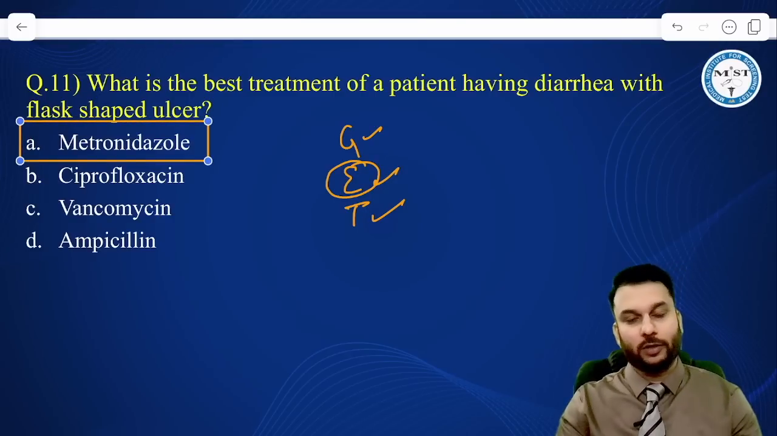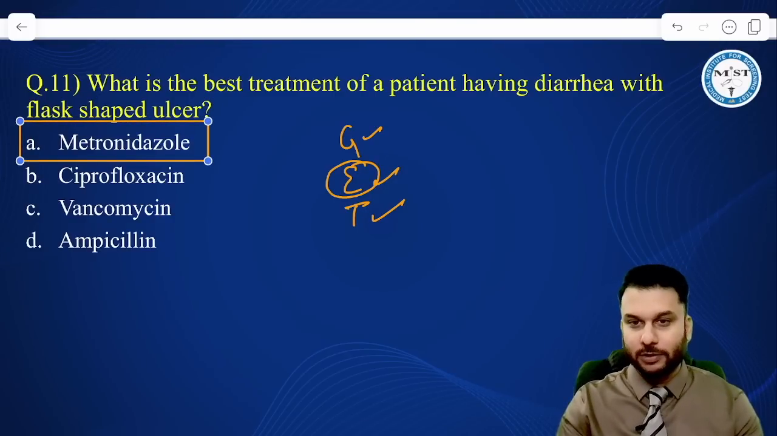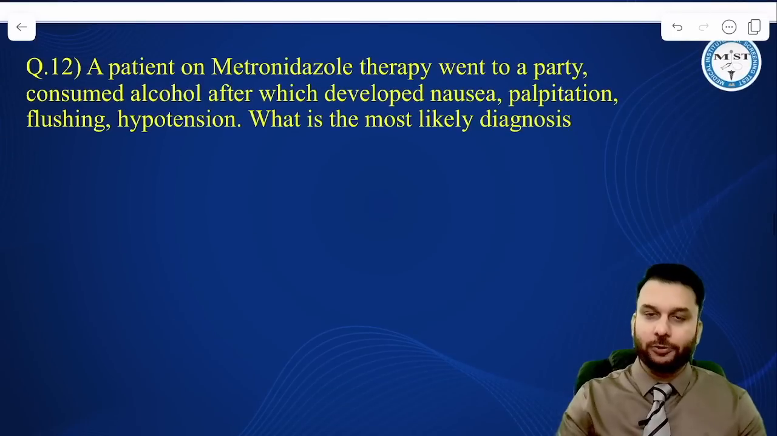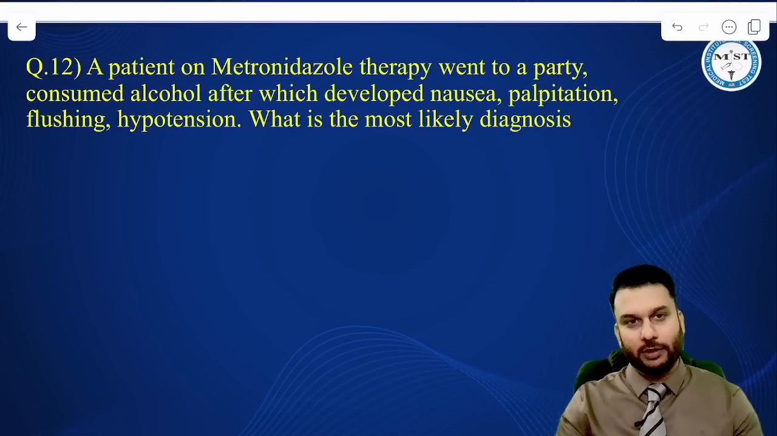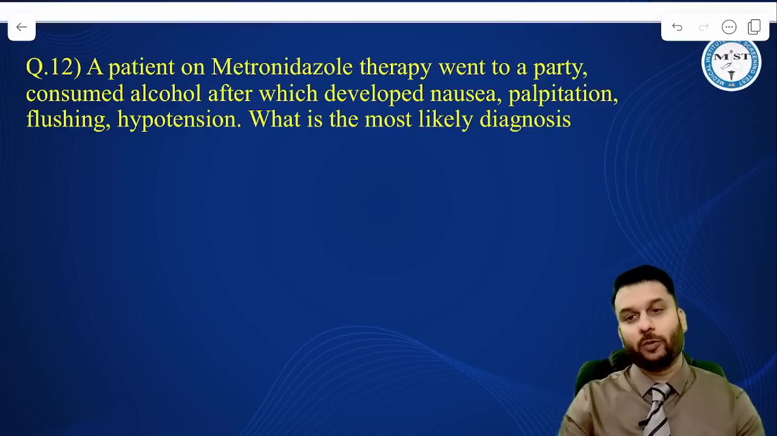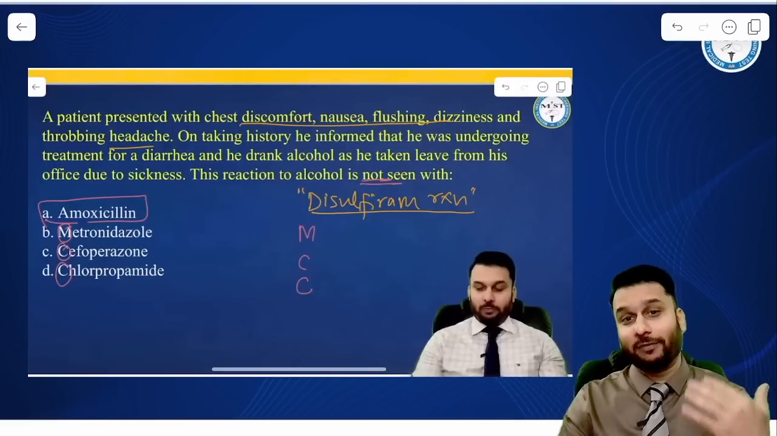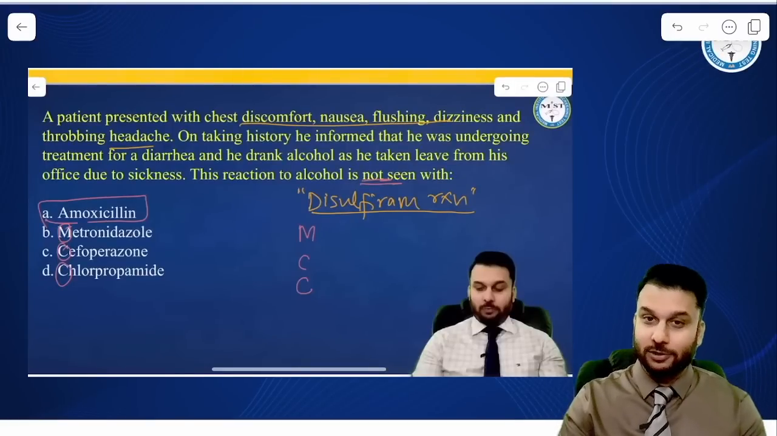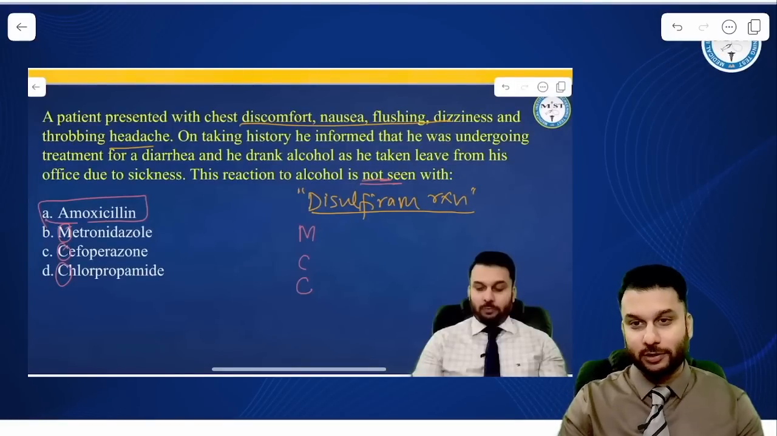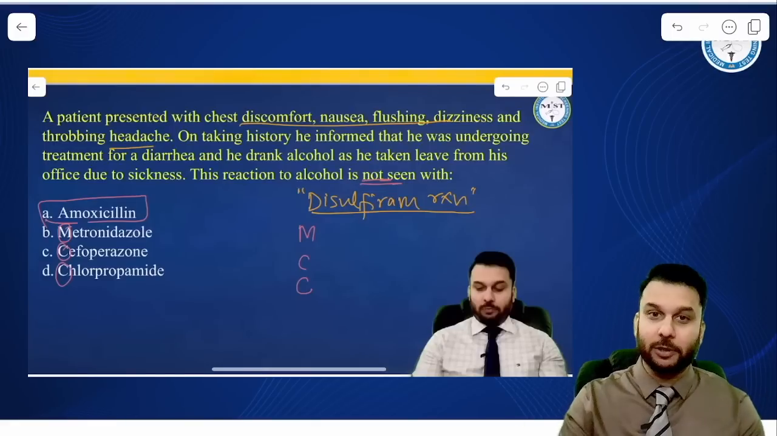That's it. All right. I hope everybody is clear with this question as well. A patient on metronidazole therapy went to a party, consumed alcohol, after which nausea, palpitation, flushing, hypotension, etc. started. What is the most likely diagnosis? I won't tell you the diagnosis. I will show you the diagnosis that we discussed during our last 25 important question series. Same question came in your exam now.